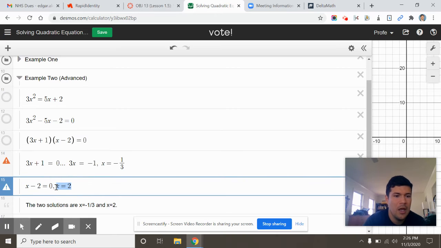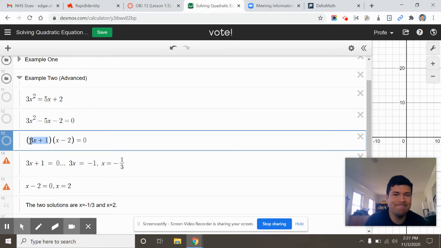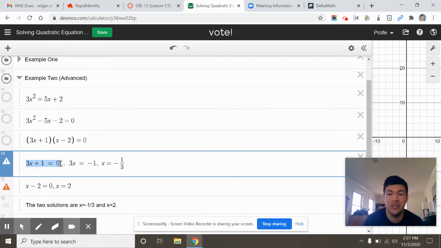X equals 2. With 3x plus 1, not so much, because for example, the number negative 1 does not make that factor equal to 0. 3 times negative 1 is negative 3, plus 1 is negative 2. Doesn't work. So we need to set 3x plus 1 equal to 0 and actually solve that two-step equation. It's a two-step linear equation, piece of cake.